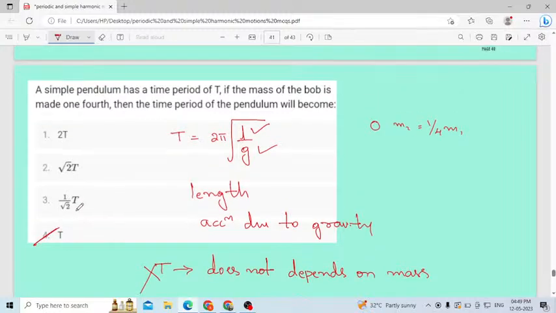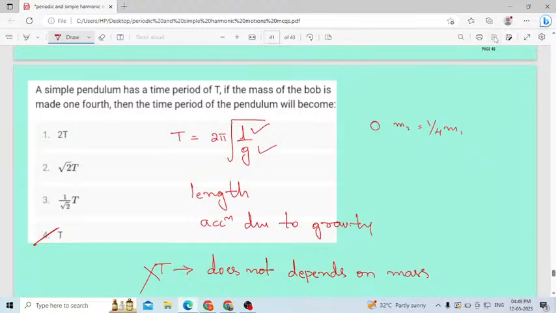Very interesting question. Okay, in the case of a simple pendulum, the time period depends upon the length and acceleration due to gravity. It does not depend upon the mass. We don't have any m here, correct? No, in this formula we don't have any m. Therefore the time period of a simple pendulum is independent of the mass of the bob. Okay, I think everyone understood.